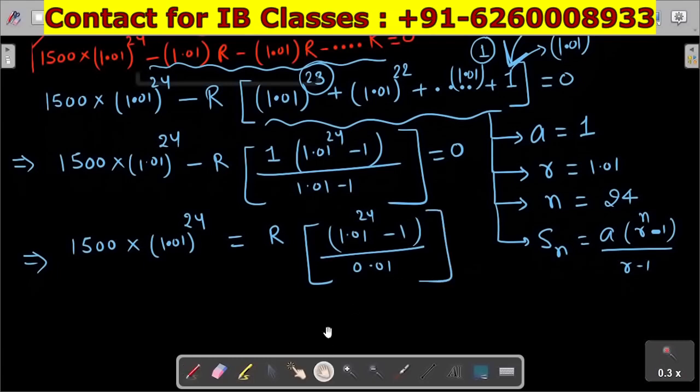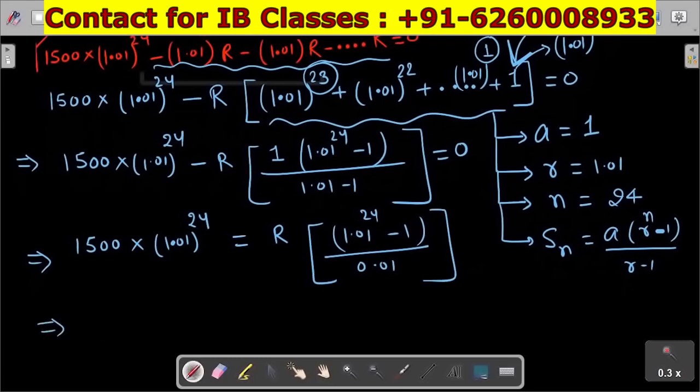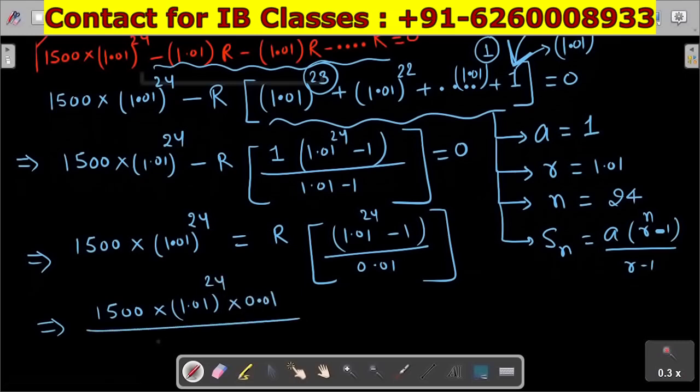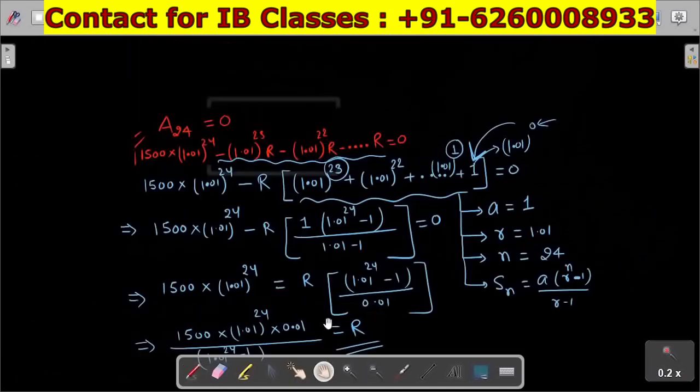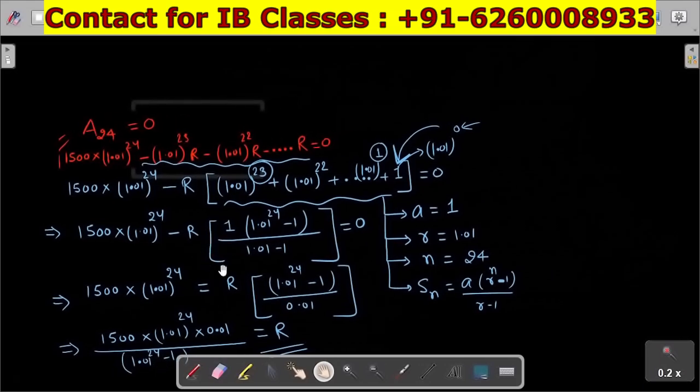From here we can get the value of r. So this will be 1500 into 1.01 raised to power 24 into 0.01 divided by 1.01 raised to power 24 minus 1 equals r. I hope you are getting how I have calculated this expression, and you can verify this on the calculator. You will get the value of r, I think 70.61 approximately.